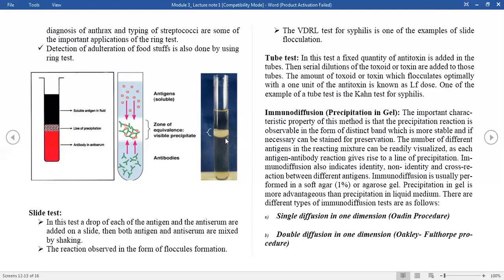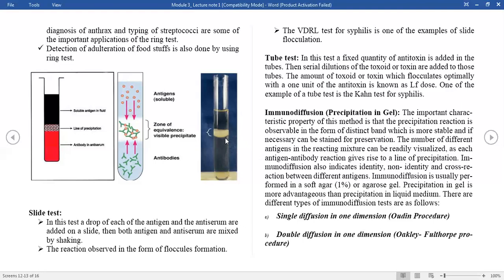Next one is the tube test. Likewise, like the Widal test, we have performed the tube test. So the slide test is a qualitative test, not a quantitative test. In a tube test, we can see both semi-quantitative and quantitative tests. In this test, a fixed quantity of antitoxin is added in the tubes. Then serial dilutions of toxoids or toxins are added to these tubes. The amount of toxoid or toxin which flocculates optimally with 1 unit of antitoxin is known as the Lf dose.